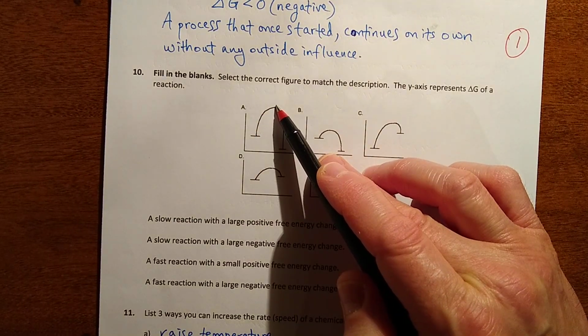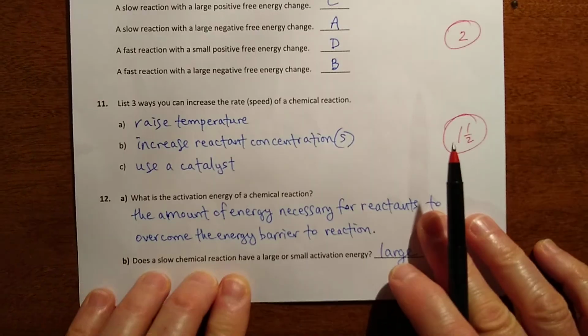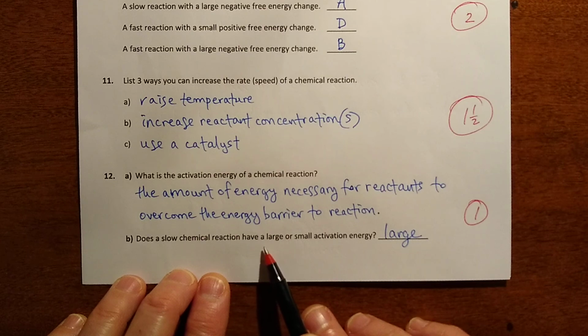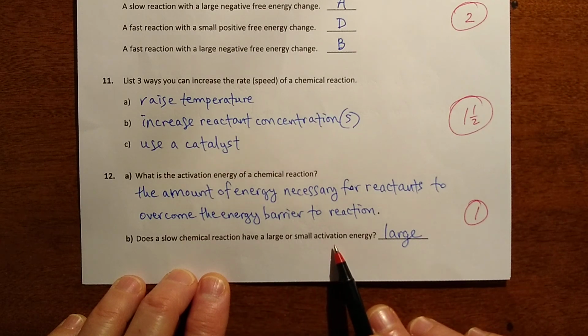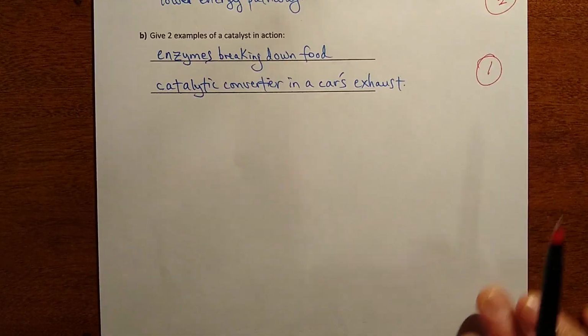So once the reactants get up to the top of the hill, they can then move on to products or go back to the starting material. Does a slow chemical reaction have a large or small activation energy? It has a large hill, a large energy barrier.